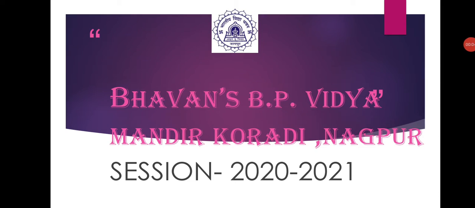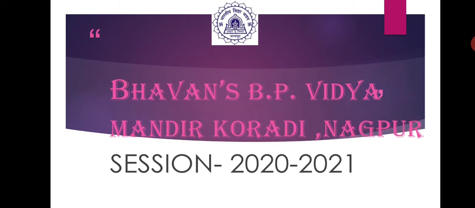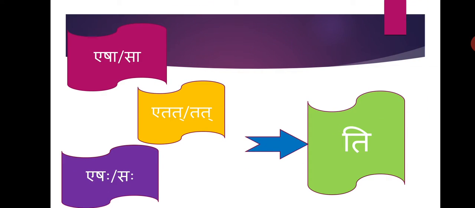As we know, in the last videos we have seen etat, tat and kim pronoun declensions in singular, dual and plural form. Today we are going to explain this with an exercise. Now we have learned that in singular form we use the etat pronoun: in striling esha, in napunsakling etat and in pulling eshah. Same with the tat pronoun: in striling we use sa, in napunsakling tat and in pulling sah. All these are the singular forms.